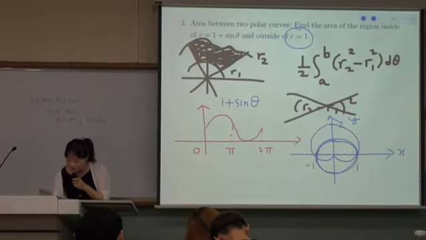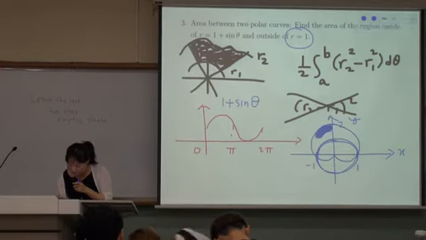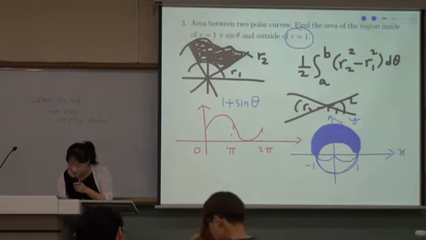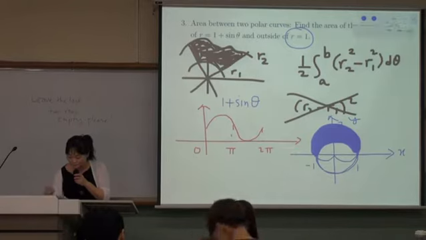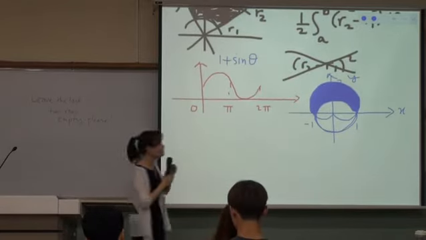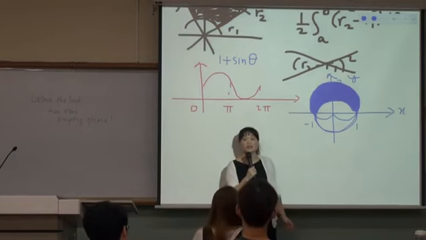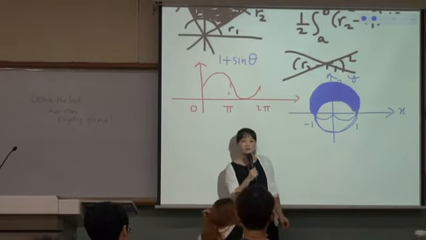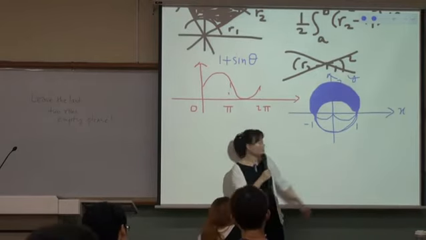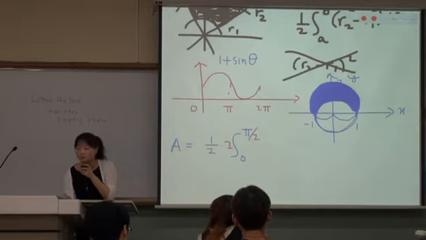So it's the region right here. So it is from where to where? Angle is from where to where? 0 to pi, exactly. But do you see that it is symmetric? Yeah. So area is, we can do 1/2 integral from 0 to pi, or we can do 2 times integral from 0 to pi over 2, right?